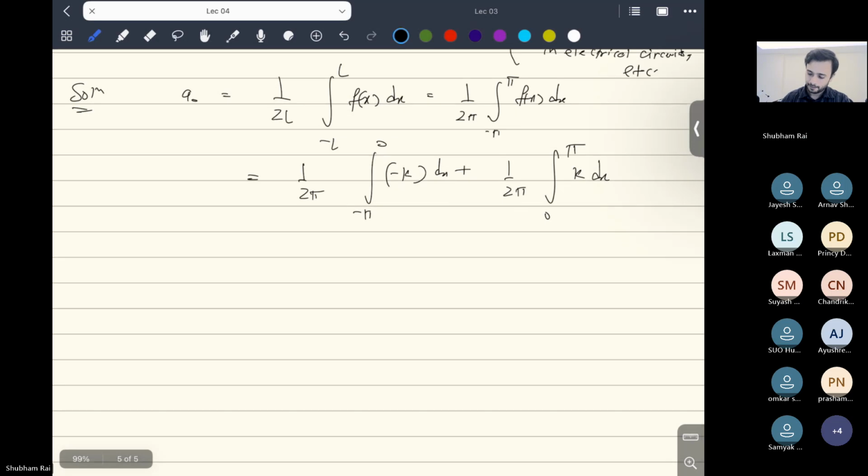So if you solve this, it will be 0, no? Because here you will get minus kx. So here you will get minus k pi and here you will get k pi. So it will be 0. Okay. Now let's find out an.